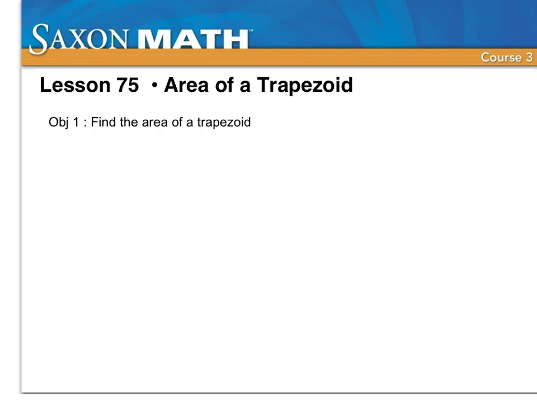Welcome back to lesson 75. We're talking about how to find the area of a trapezoid. What you're going to want to know is the formula. So the area of a trapezoid, we need to know the formula.